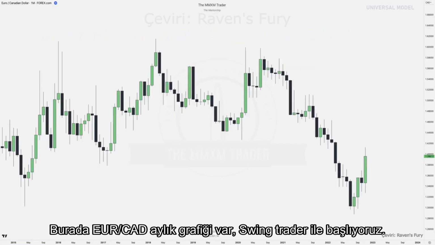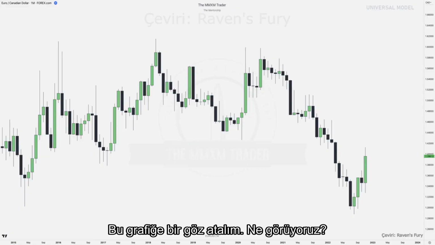So over here we got that Euro Canadian dollar monthly chart, right? We're going with that weekly range trader, that higher time frame, aka swing trader. And just take a look at this chart right now. What do we see?